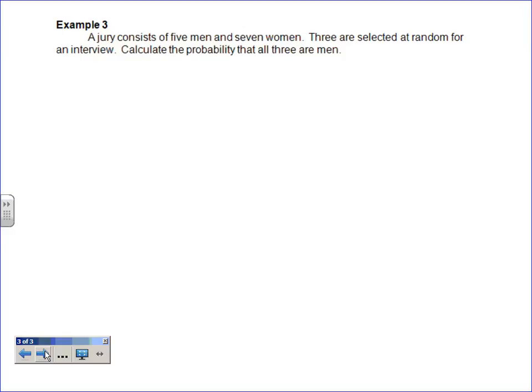Number 3, a jury consists of 5 men and 7 women. 3 are selected at random for an interview. Calculate the probability that all 3 are men. Good or bad? Is it good probability or not so good? Yeah, probably not. So what do we have to do then? What's that tell us?